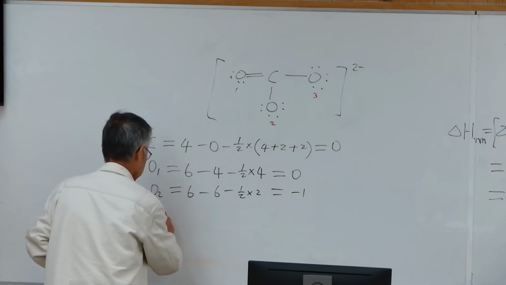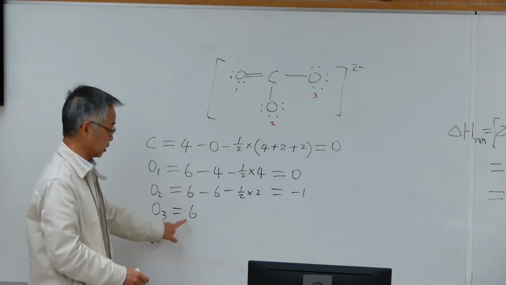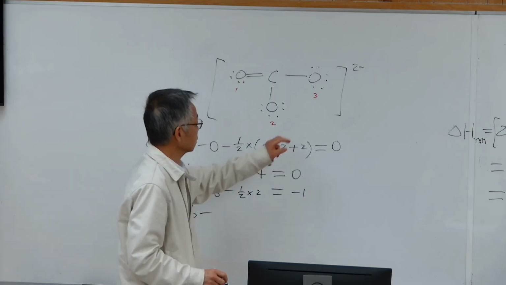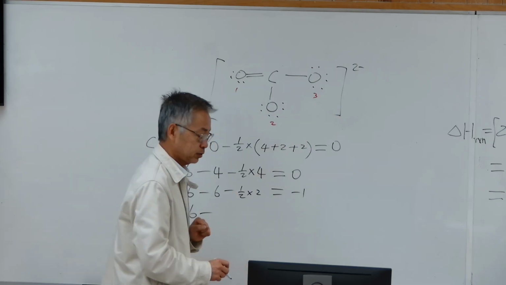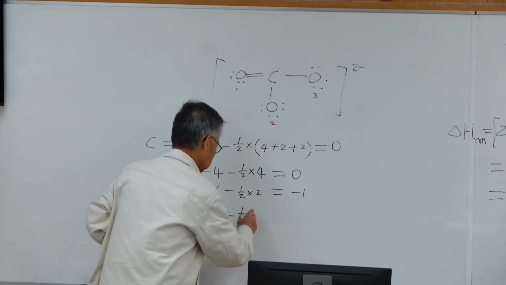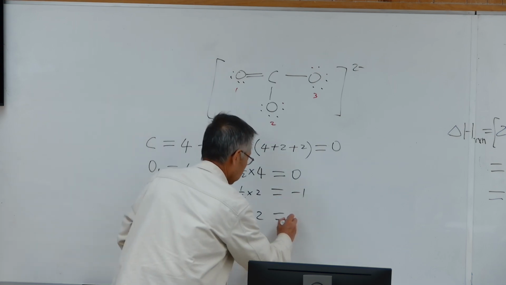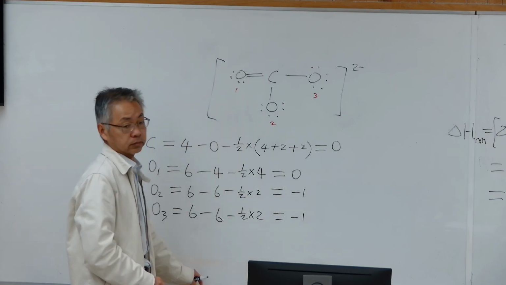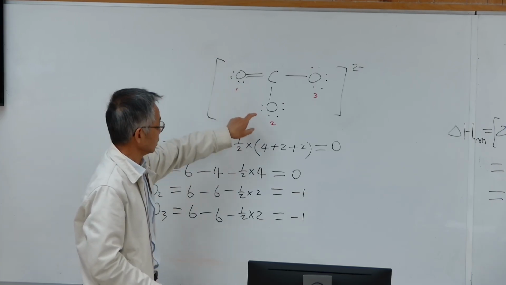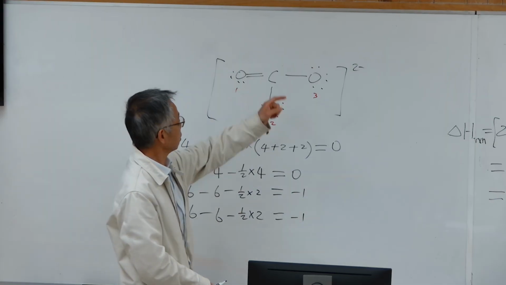Then how about O3? Isolated oxygen is always 6, right? This first number you just get from the periodic table. Then lone pairs, not shared, also 6, right? Then the bonded electrons, also 1 single bond. Then what is the result? Also -1, right? So you find the double bond oxygen's formal charge is 0, and these 2 single bond oxygens are -1. Carbon is also 0.